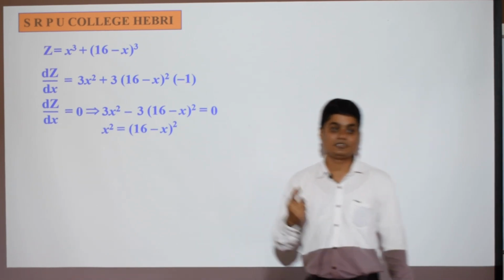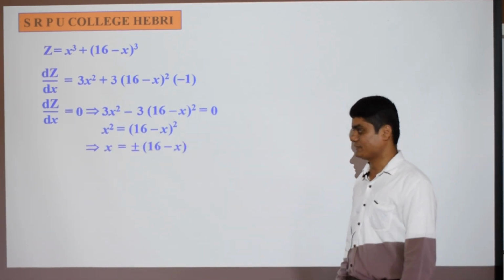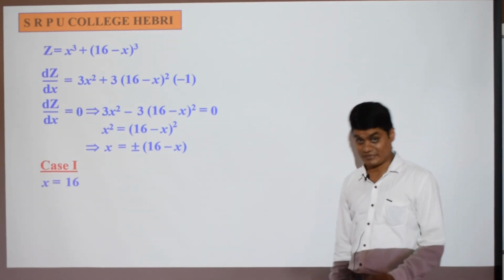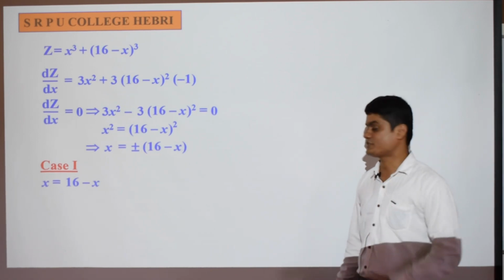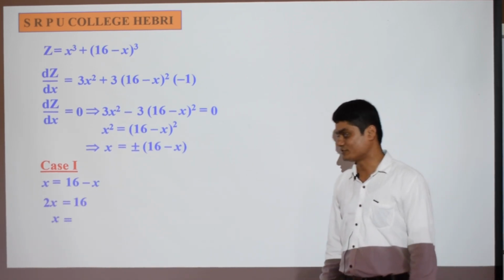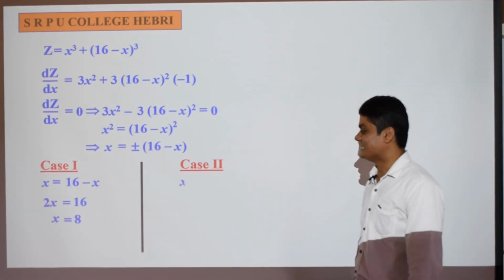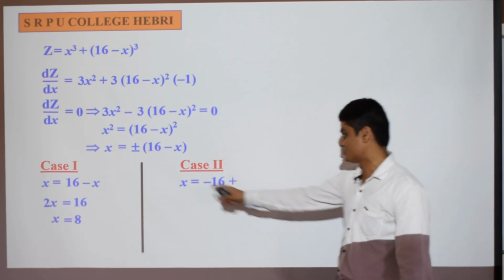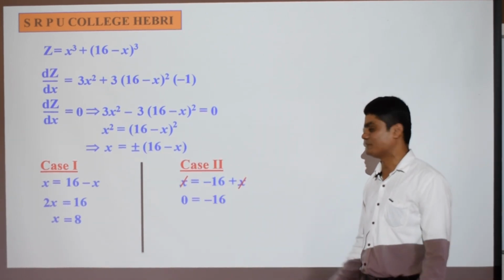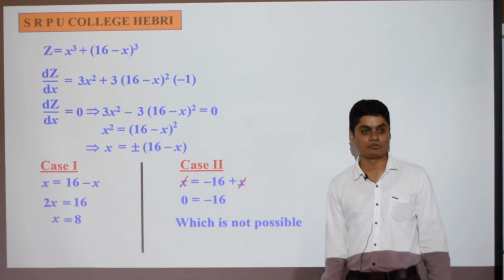When rearranged, 3 cancels, and it comes like this. So take the square root on both sides, so you will get x is equal to plus or minus 16 minus x. Again this will split into two cases, one is plus, another one is minus. Let me consider the first case, which is plus: x is equal to 16 minus x, so 2x is equal to 16, x is equal to 8. So that is the first case. Second case, x is equal to minus 16 plus x, so x cancels, so 0 equals minus 16, which is definitely not possible. So only one possibility, x is equal to 8.